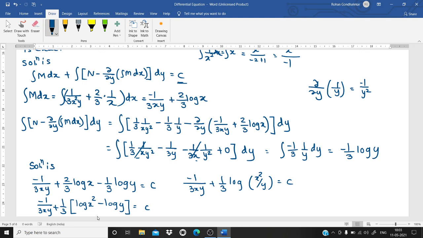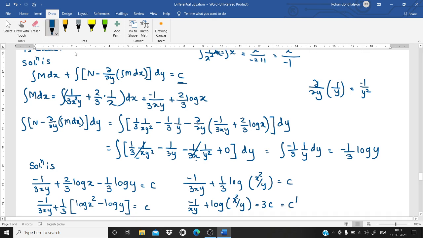One more adjustment you can do. What adjustment? See, 1 by 3 we can take common, is it? So we'll have minus 1 upon xy plus log of x square upon y is equal to 3 into c, where c is a constant, 3 is constant. So 3 into c will be called as, say, c dash, is it? So this is our solution.